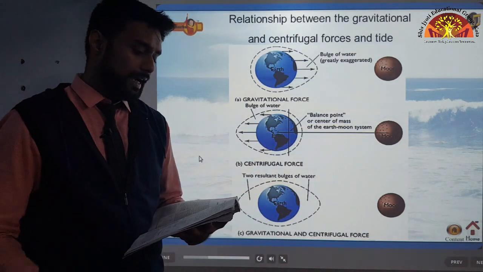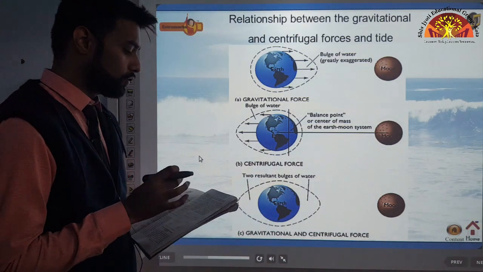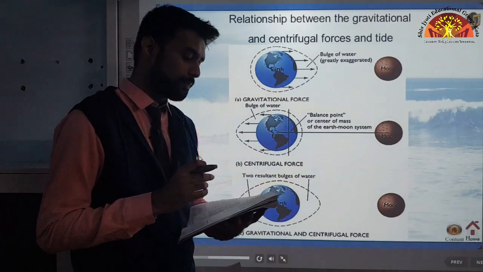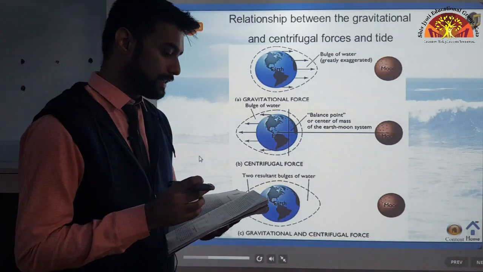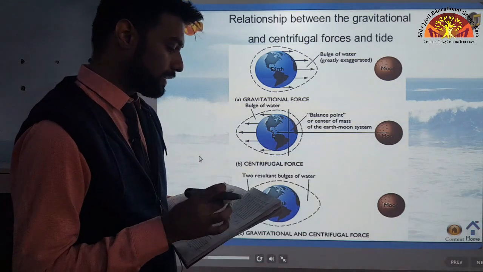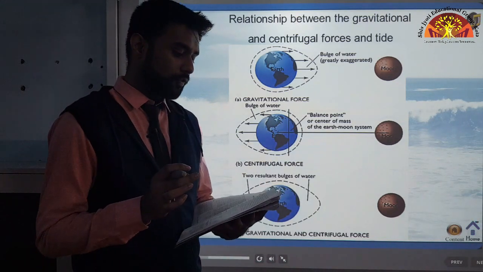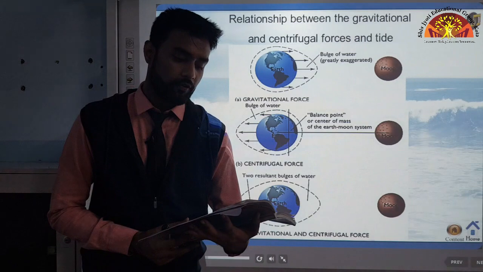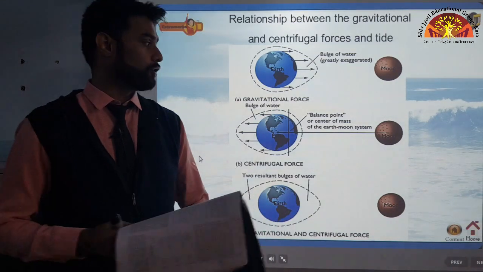See now, the tide generating force is the difference between these two forces, that is the gravitational attraction of the moon and the centrifugal force. Underline this. On the surface of the earth nearest the moon, the pull or the attraction force of the moon is greater than the centrifugal force, and so there is a net force causing a bulge towards the moon.